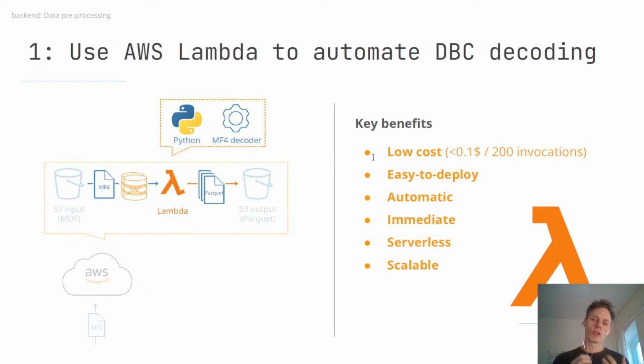The lambda function is also serverless, which means that you do not pay for this at all unless something is being processed. So you pay when it is active and processing data, but when you don't have any data uploaded by a CANedge, you don't pay anything for this.